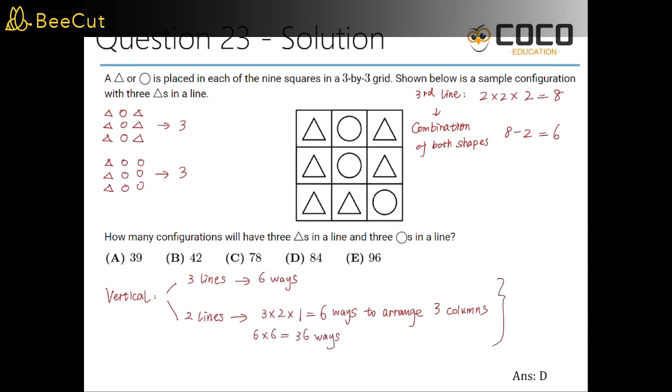So altogether, this is 6 plus 36, 42 ways. Okay, vertical is 42 ways, horizontal is the same, also 42 ways. So 42 times 2. The answer is 84.